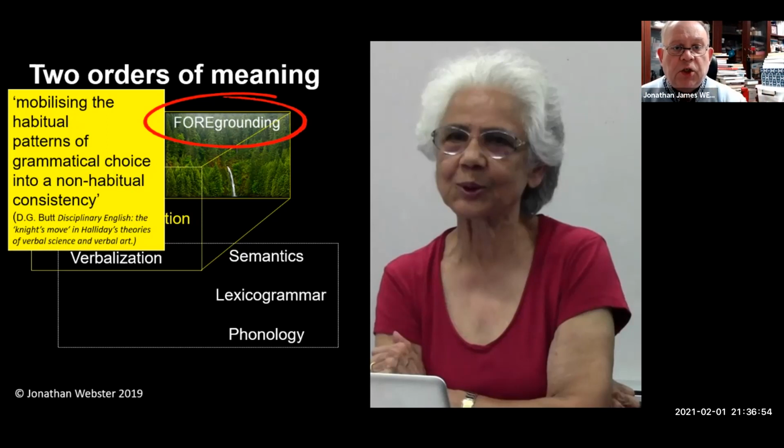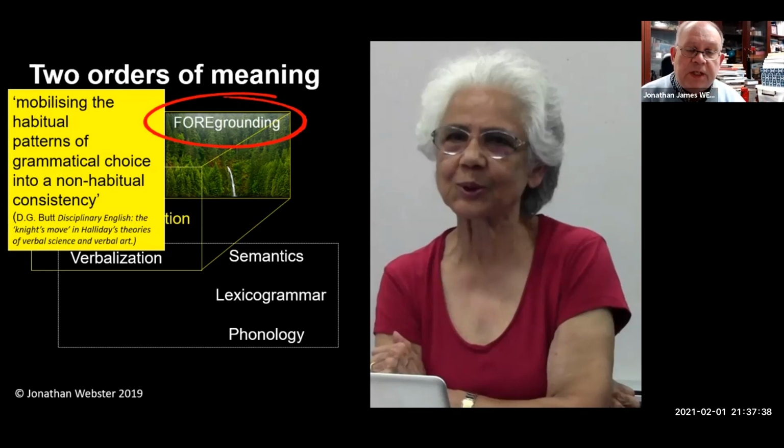Mobilizing, taking, using the habitual patterns, the ways that we're typically using language. To use an -ing verb to mean something that goes on and on and on. Mobilizing the habitual patterns of grammatical choice into a non-habitual consistency, a regularity that isn't the way we usually use language. A non-habitual consistency, a regularity, a pattern. The artist creates a pattern.